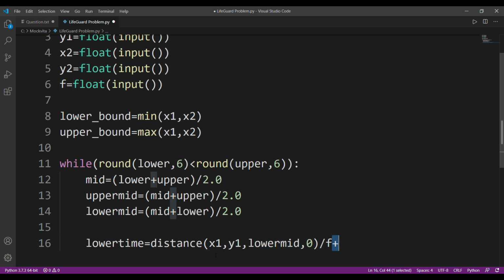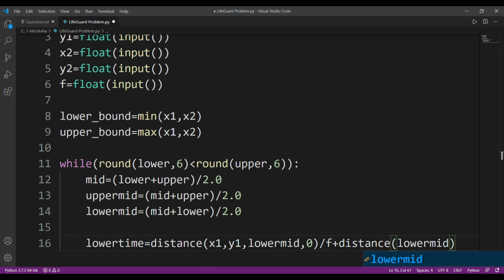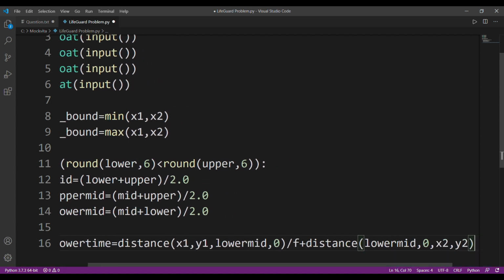This is basically the calculation part of sand, and then I'll calculate the distance from that optimized point, let's assume it's an optimized point, till the point where he's drowning. So the first part is from where the lifeguard was till the optimized point, and the second part is from the optimized point to the point where that person is drowning. Okay, and this will be equal to lower mid comma 0, that is 1.25 comma 0. Please try to remember till 1 comma minus 1. Okay, and that will be x2 comma y2. I hope you understand this.